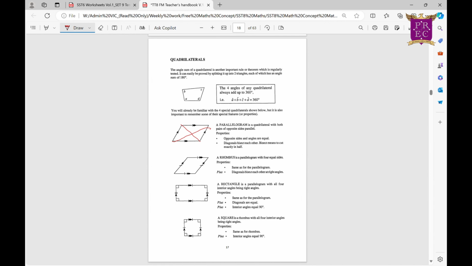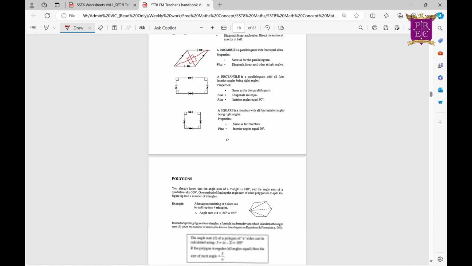With a rhombus, it's the same as a parallelogram, and the diagonals also bisect each other, but at 90 degrees. So these are all 90 degrees. Have a look at a rectangle. Rectangles are pretty straightforward. Diagonals are equal, interior angles are always 90 degrees. Same with a square, all sides are equal, interior angles are equal to 90 degrees.